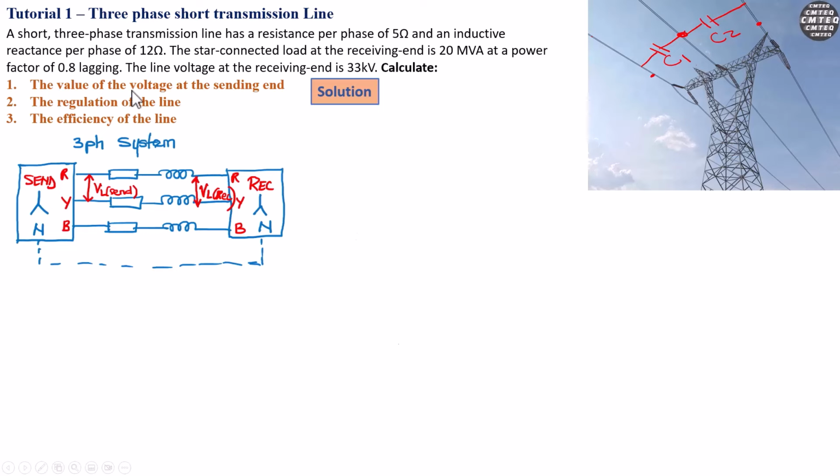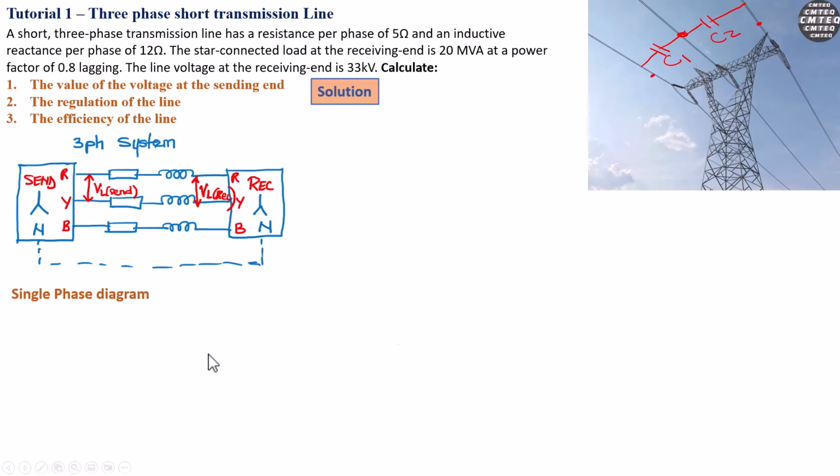Now, these types of problems are basically solved with per phase parameters. You need to solve it per phase, because if we assume it is a balanced system, then there is no need to really solve it for a three-phase configuration, because all the values are going to be the same for each phase, assuming it's a balanced system. So we work out a single line diagram for a single phase so that we can solve our problems.